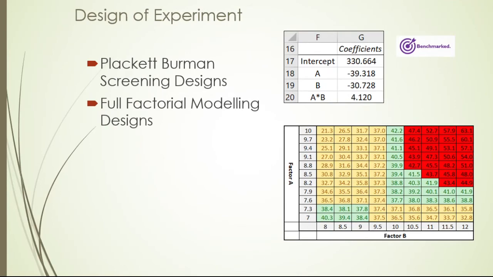And then finally, the last chapter is Design of Experiment, where we learn screening designs in the form of Plackett-Burman, and then also full factorial for modeling. And here we've also formed a simple contour plot.